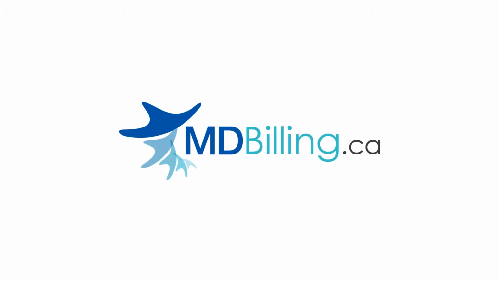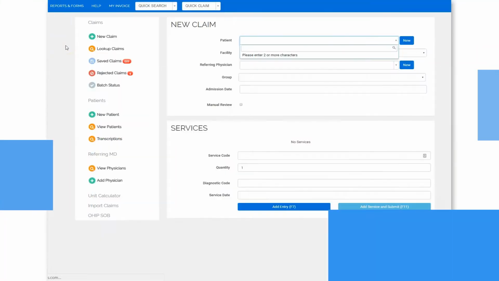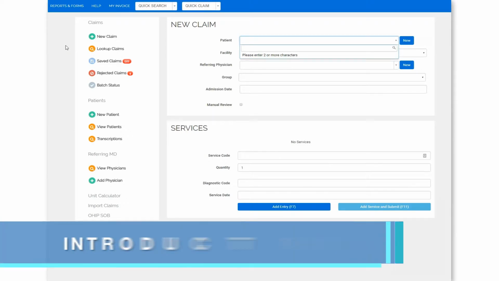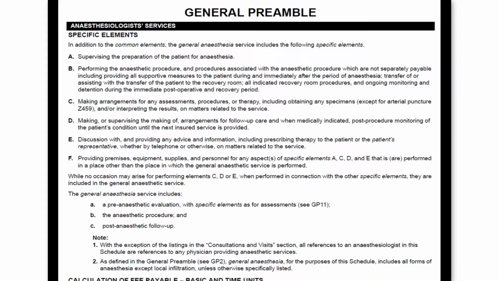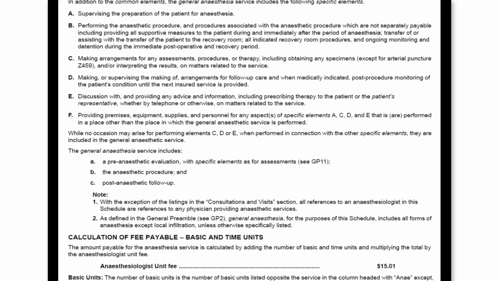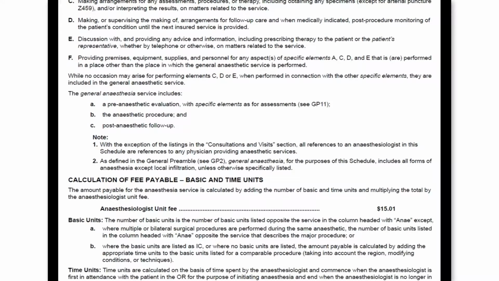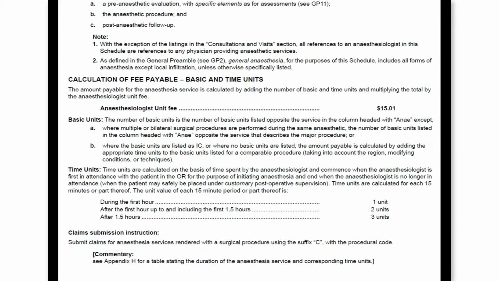In this video, we will discuss how to bill anesthesia codes using the MDBilling.ca software. If you're new to OHIP billing, this video tutorial will provide you a good overview of the most common billing scenarios in anesthesia. For further understanding of OHIP billing, we kindly suggest that you familiarise yourself with the OHIP Schedule of Benefits, starting with sections GB 58, and review all the appropriate anesthesia service codes and eligibility considerations.